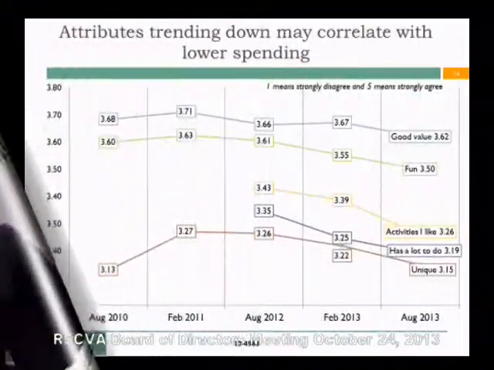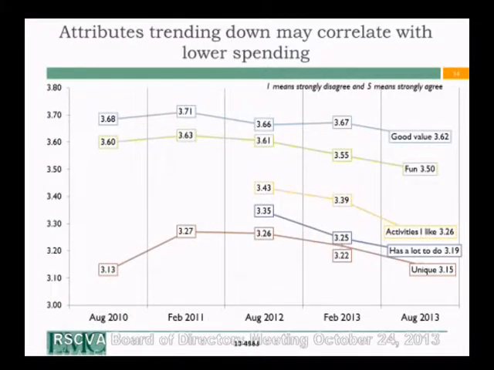Both at the top, is a good value and fun, have been pretty strong, although it is a little bit concerning that they've been sloping a little bit downward. And then these 2, has activities I like and has a lot to do, both peaked in August of 2012. They were very strong in August of 2012, and both have definitely had downward trends, as we haven't talked about those as much. Those haven't penetrated as much because we haven't been spending money talking about those. We spent a lot of money talking about those then, and haven't spent as much money talking about those attributes now.